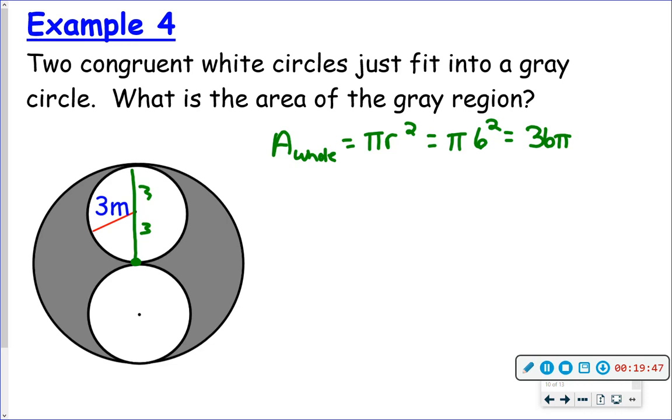Okay. We need the area of the little white circles. So I'm going to do that guy. Area of the white circles. Again, pi r squared. Look at the picture. What's the radius of just one of the white circles? 3. So pi times 3 squared, or 9 pi. But hold on to your hats. How many of those little white circles do you have? 2.